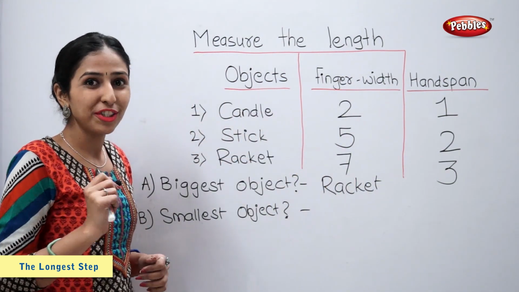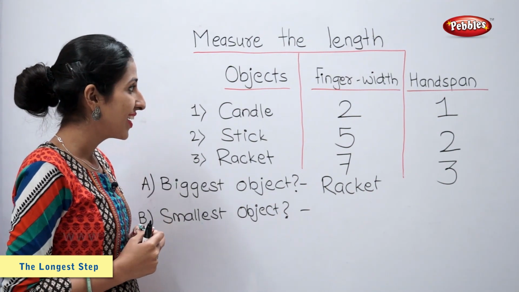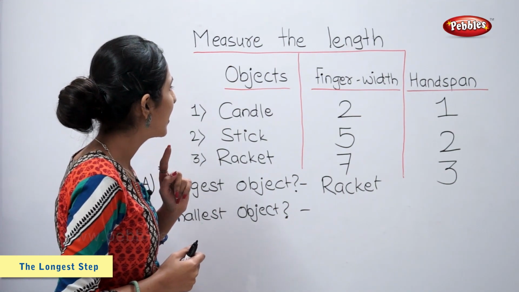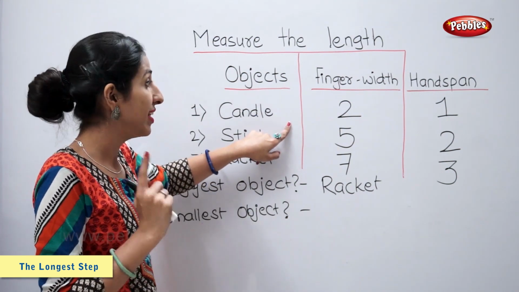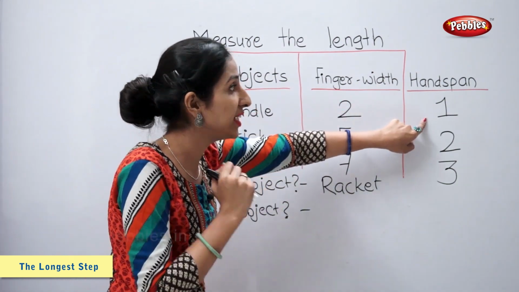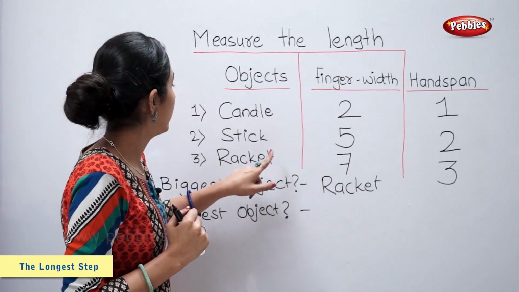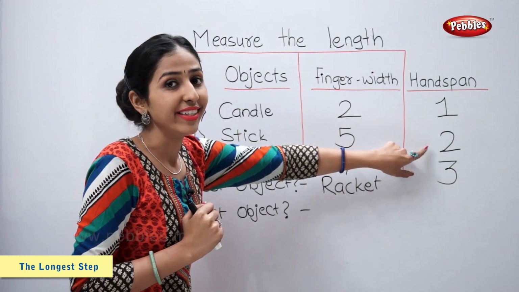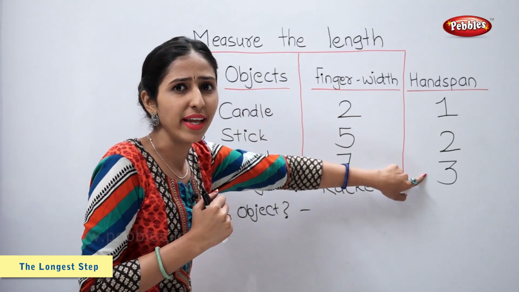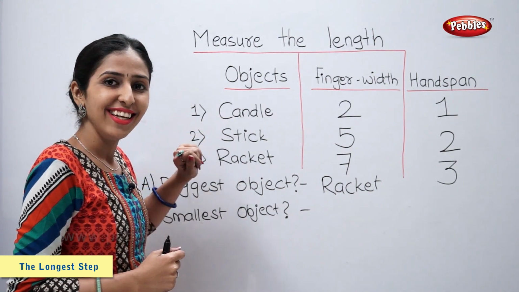Very good. Come on students, now tell me, which is the smallest object? Look and tell me. Candle? Let's find out. 2 finger width, 1 handspan. Stick is 5 finger width, 2 handspan. Racket is 7 finger width, 3 handspan. So the smallest object is candle.